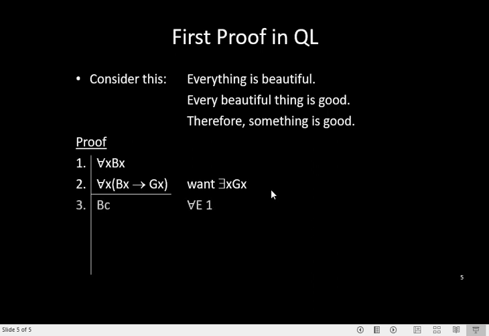So I'm going to use universal elimination on line 1, and I'm going to say Charlie's beautiful. And I'm going to use universal elimination on line 2. If Charlie's beautiful, then Charlie's good. Now I could use conditional elimination on 4 and 3, or 3 and 4, to get Charlie's good. And if Charlie's good, then something is good.